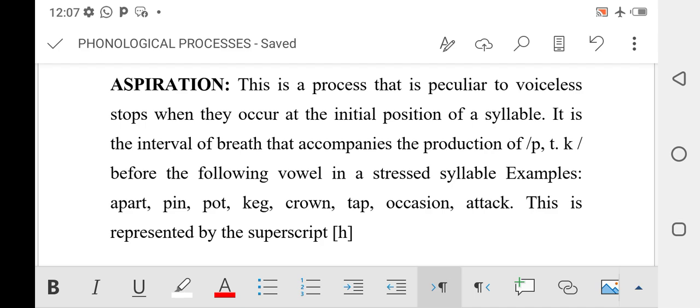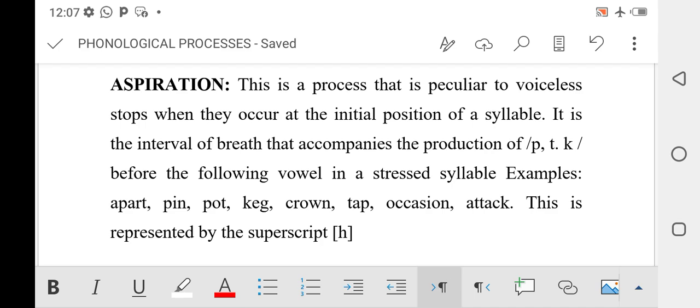Notice that one, it will be at the initial position of a syllable. Two, it has to be followed by a stressed vowel. Okay, so that is for aspiration. Then we say when it occurs like that, we say that that phoneme is aspirated. So we can have aspirated p, aspirated t, aspirated k.